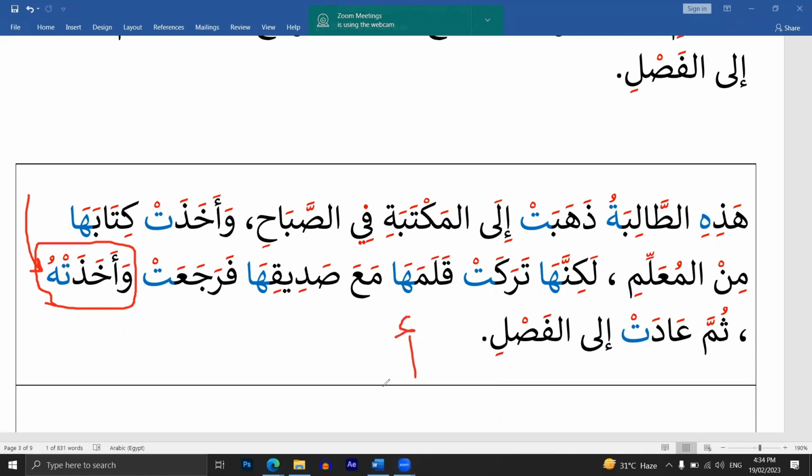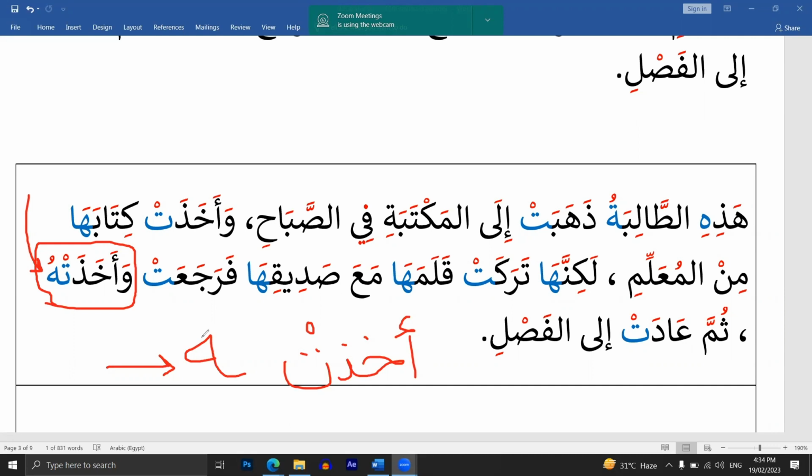This one, I'm talking about الطالبة. أخذت, and then we have this pronoun. أخذته. Who can tell me the position of this pronoun? Is it a subjective pronoun or an objective pronoun? Nobody knows? Is it an objective pronoun? Okay, objective. Any other answer? Because its meaning is she took it. Yes, exactly. She took it, and it is objective.